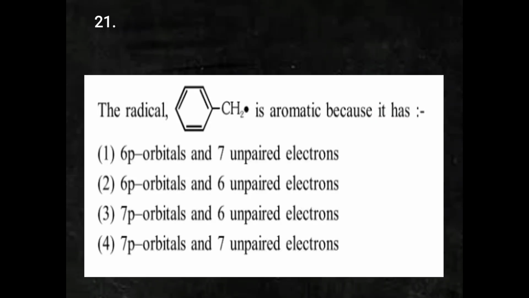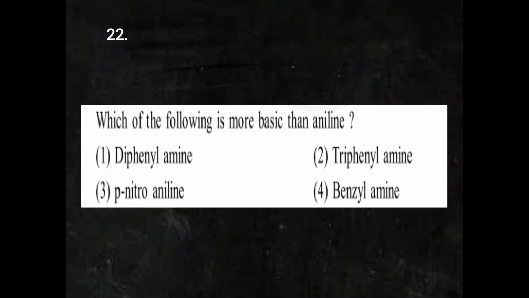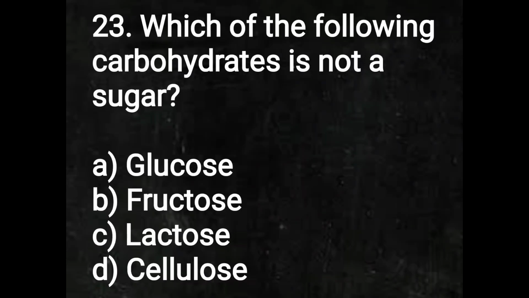The radical is aromatic because it has 6 p orbitals and 6 unpaired electrons. Which of the following is more basic than aniline? Option B, triphenylamine. Which of the following carbohydrates is not a sugar? Cellulose is the right option.